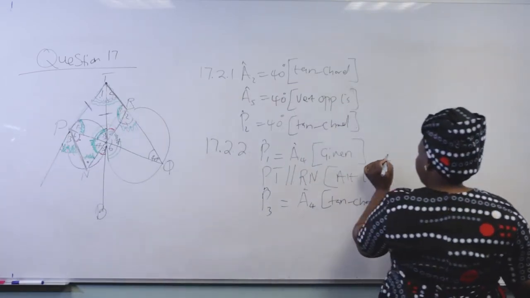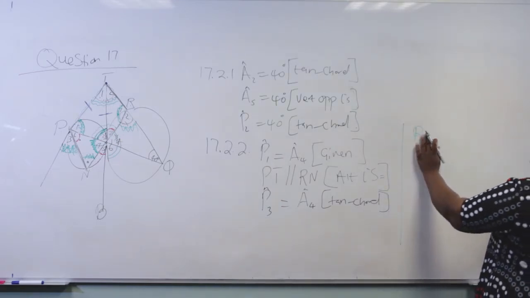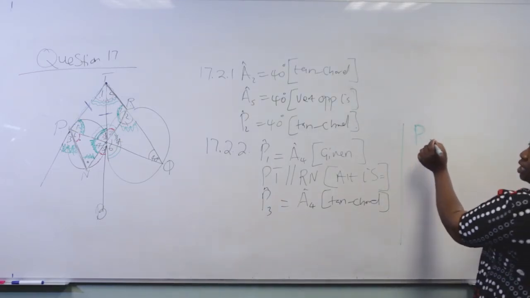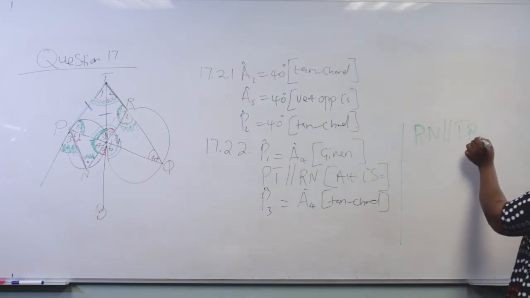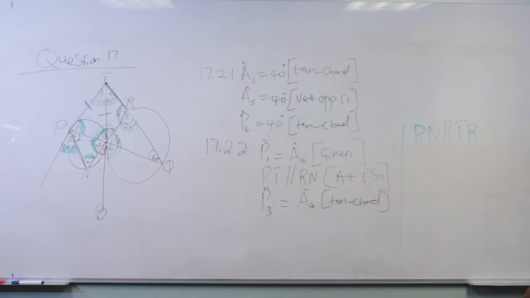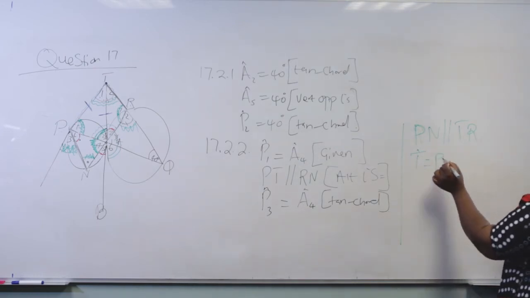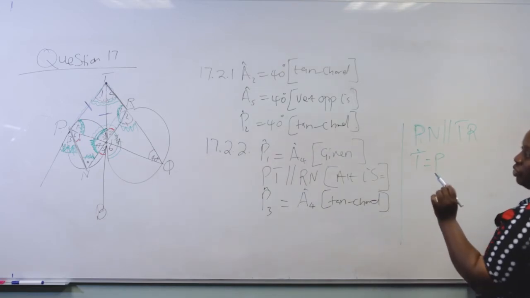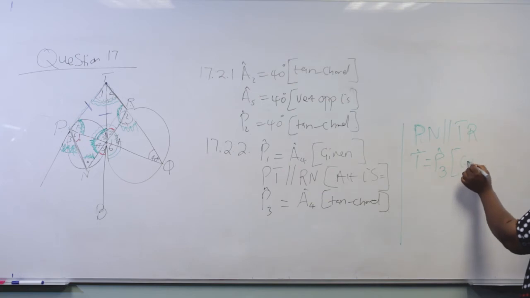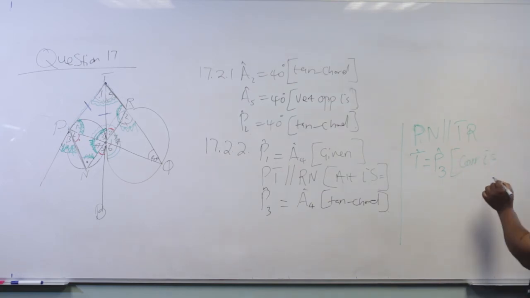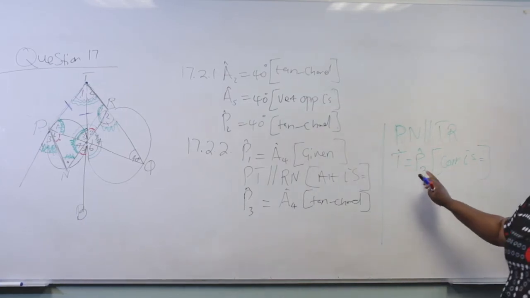Let's maybe write it somewhere there. Our aim is to find PN parallel to TR by finding that angle T is equal to angle P3, and that will be the corresponding angles due to the fact that the two are parallel. So that's where we are going.